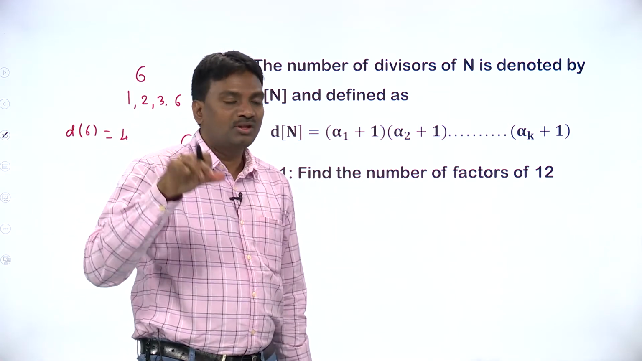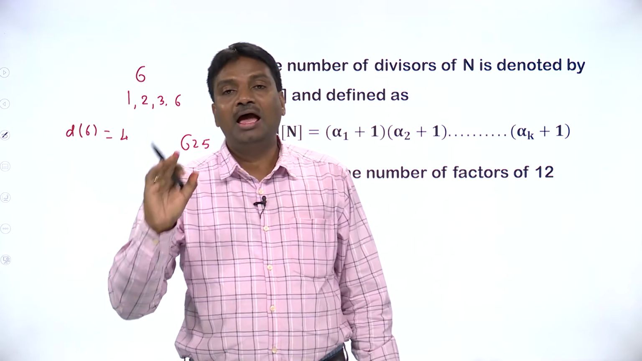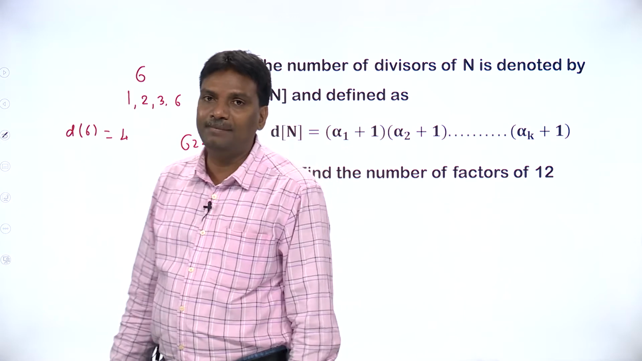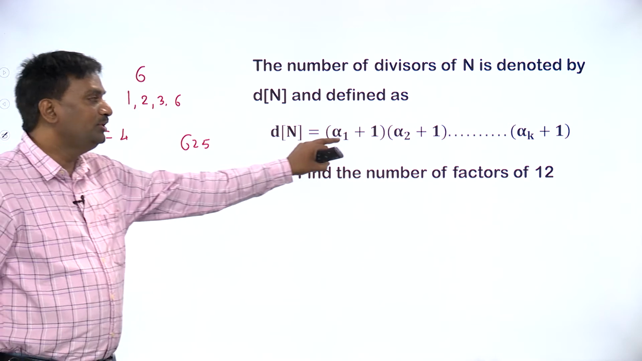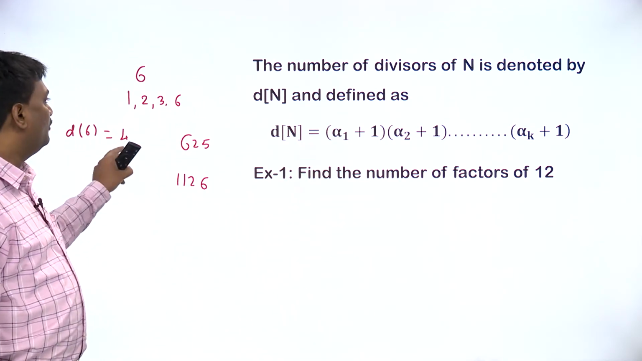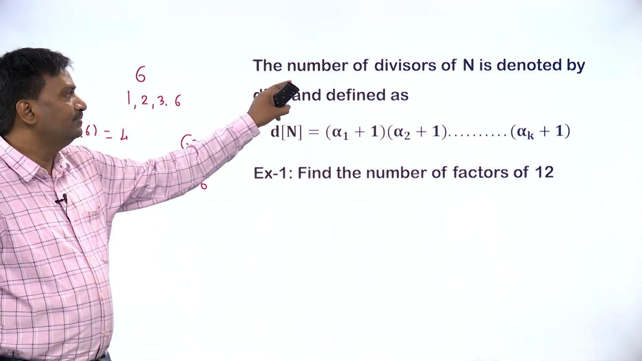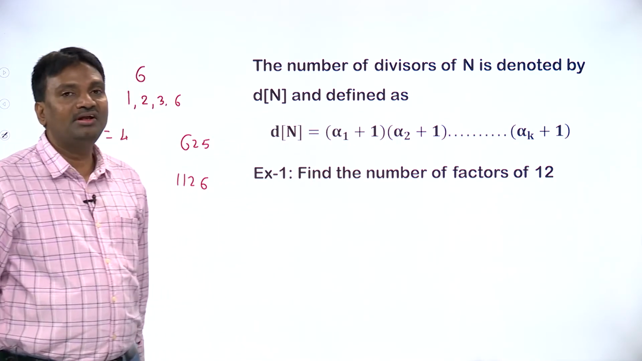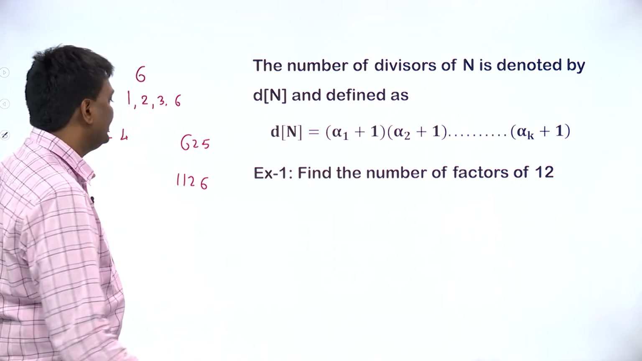So, in general, without using this formula, just by writing all the factors of 6 and by counting them, we can say 4 factors are there for the natural number 6. So, d of 6 equal to 4. But by using this formula also, we can say 4 factors are there for the number 6. So, the number of divisors of n is denoted by d of n and defined as d of n equal to alpha 1 plus 1 into alpha 2 plus 1 into and so on alpha k plus 1.